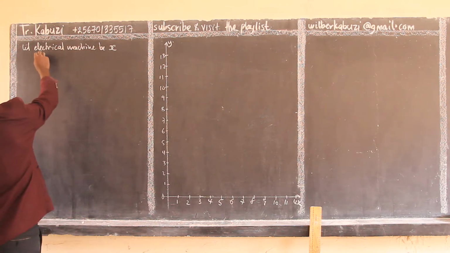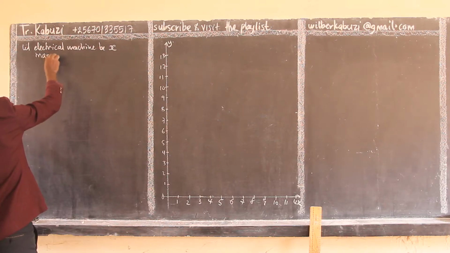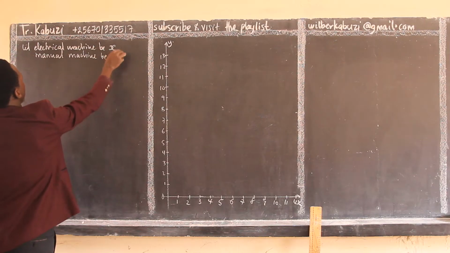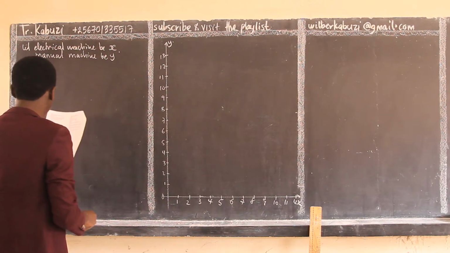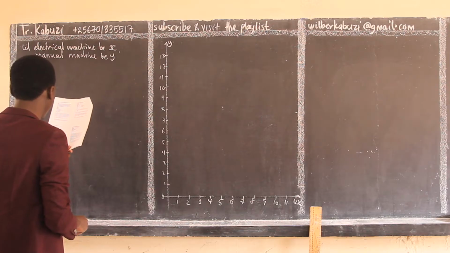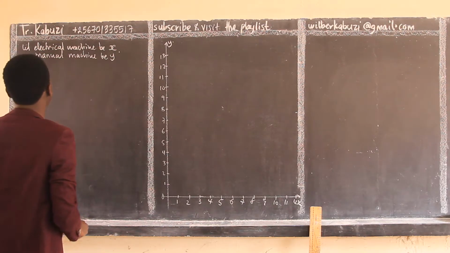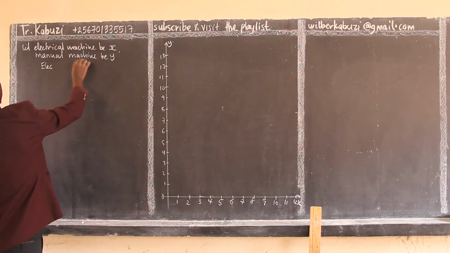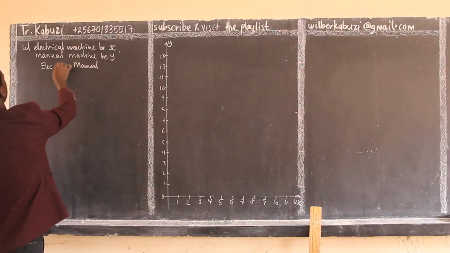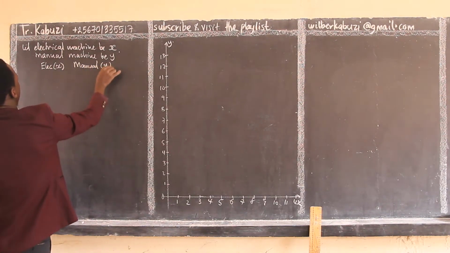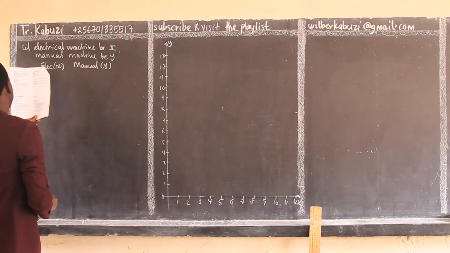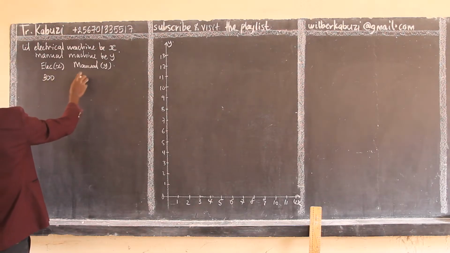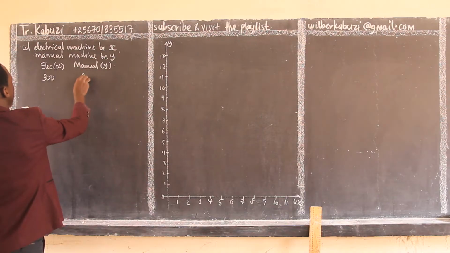And then they also have the manual machine. So also let the manual machine be Y. So we have defined them there. So they are telling us that each electric machine packs 300 bags. So remember, we have the electric machine here, then we have the manual. Remember, this one we said it's X, this one is Y. This one packs 300 bags, this one packs 250 bags.